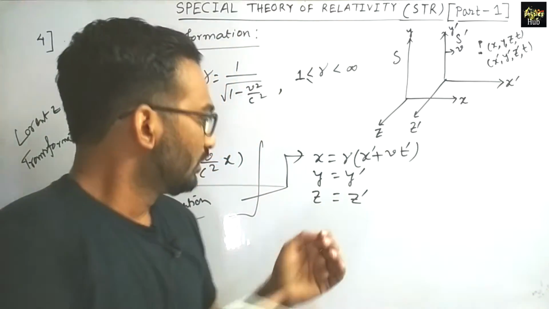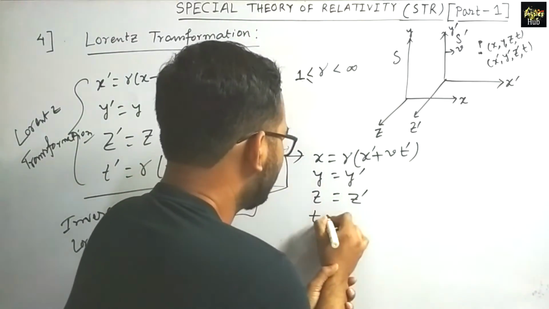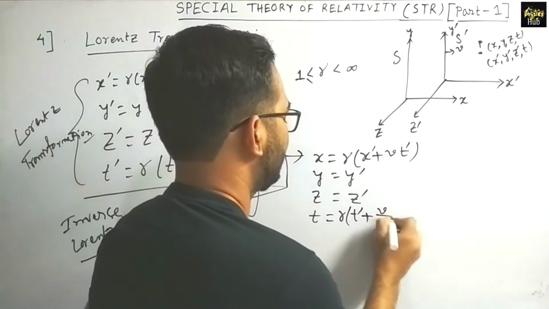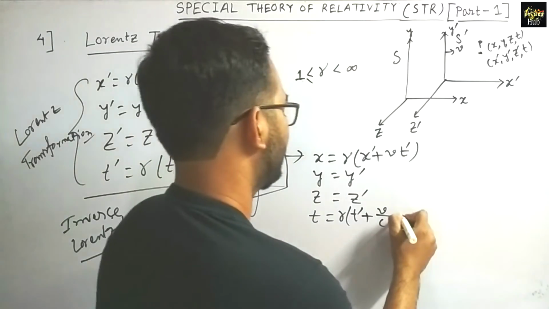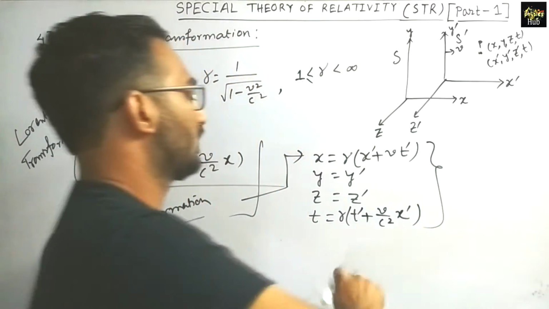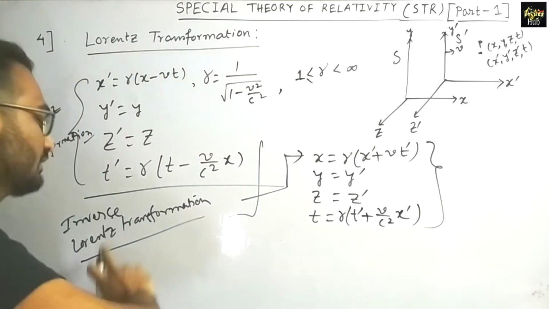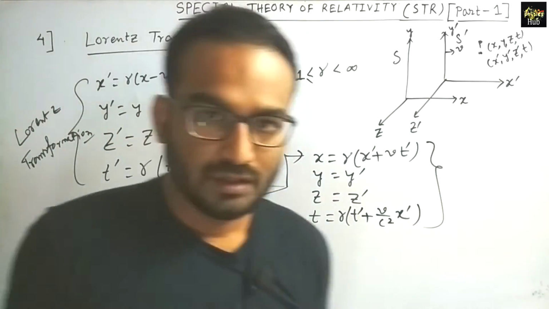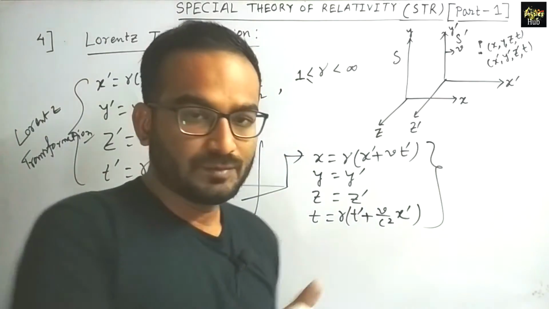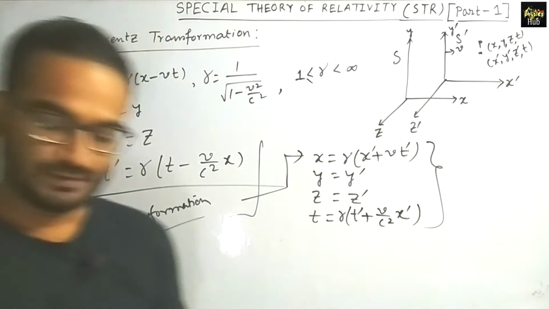Okay, and what about time? Time equals gamma into (t prime plus v by c square into x prime). So these transformations are called inverse Lorentz transformation. Now next, we'll try to write this transformation in terms of 4 vectors.